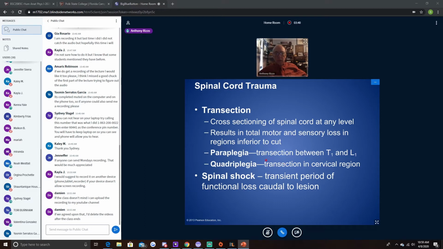That's very severe. Transection between T1 and L1 is called paraplegia, because if you cut the cord between T1 and L1, you lose sensation into the lower extremities. Paraplegia then is paralysis of the two lower extremities. If you cut the cord at the neck, then you lose innervation to both the upper and lower extremities, and that's called quadriplegia, which quad means four.